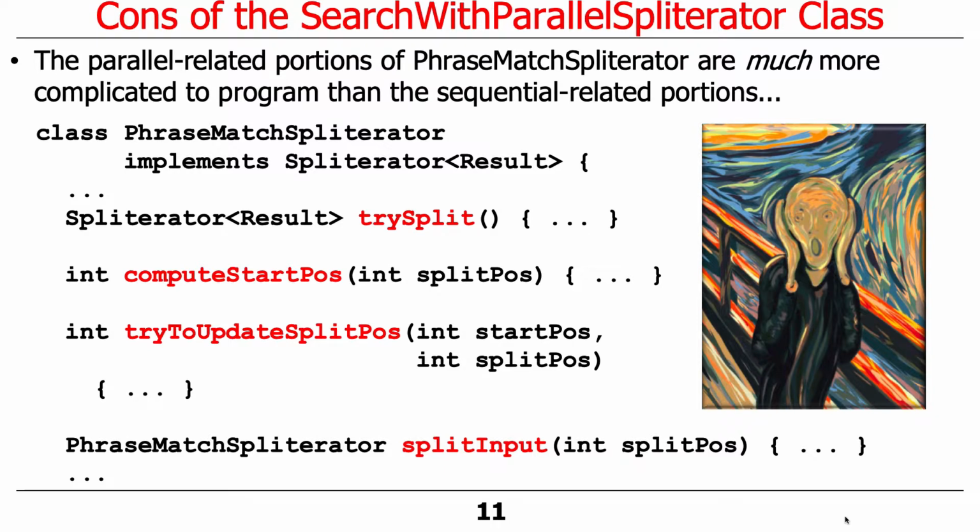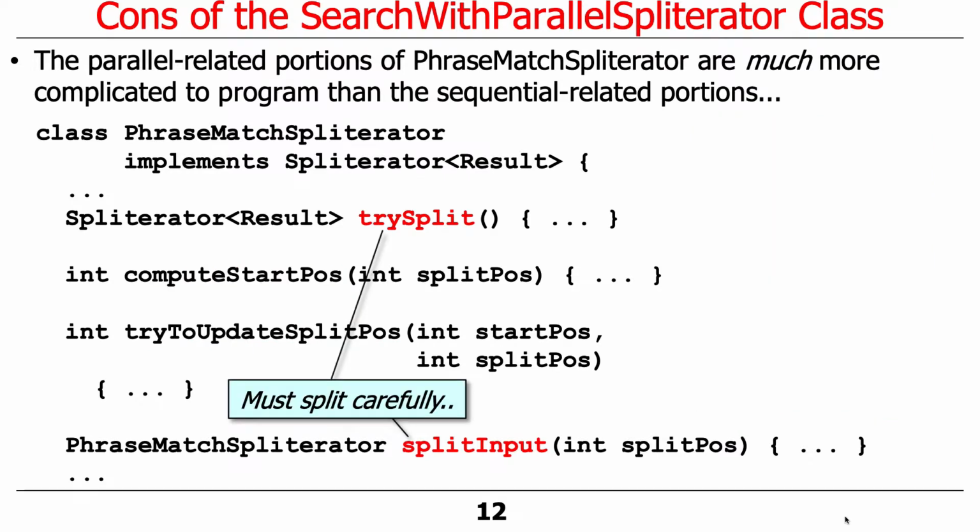So the downside is it was a lot more complicated to implement the parallel version of phrase match splitterator than the sequential version. The sequential version was trivial. We just used the pattern matcher, essentially. But the parallel version of the splitterator had a lot more moving parts. The split had to be done very, very carefully.